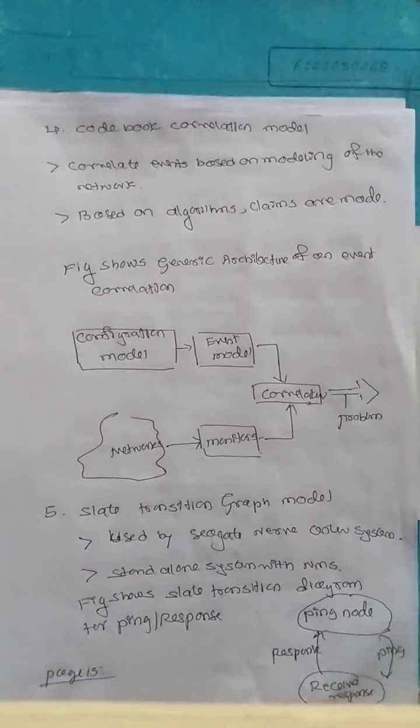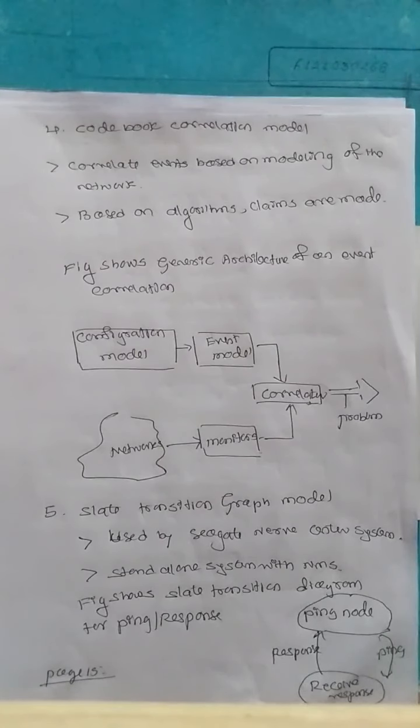Let us see one more model, that is the state transition graph model. It is very important as far as the examination point is concerned. Most of the questions have been asked repeatedly in the previous question papers: what is a state transition graph model? Explain with an example.